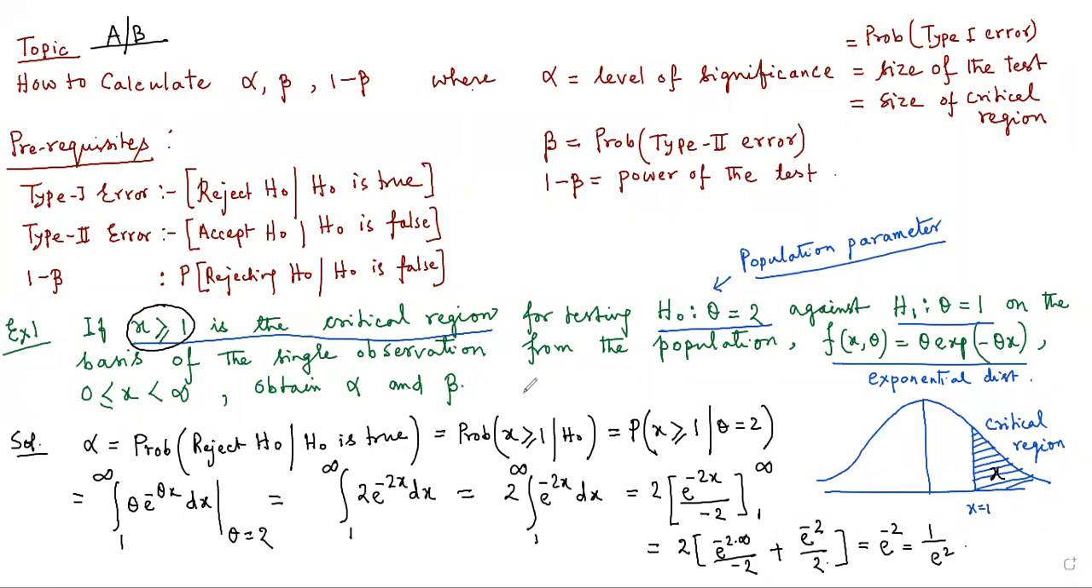Now the probability is calculated by considering the probability function that the population is following, and integrating it over the range 1 to infinity. But here the population parameter theta has been assumed to have the value 2. So we are substituting 2 over here, and the rest is just to calculate the integration and put in the definite values, upper limit and lower limit. And this is the probability with which you can commit type 1 error. So this is part 1 of the problem. That means I have found the alpha part.